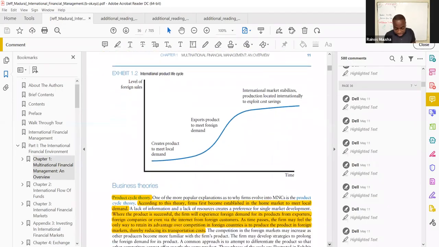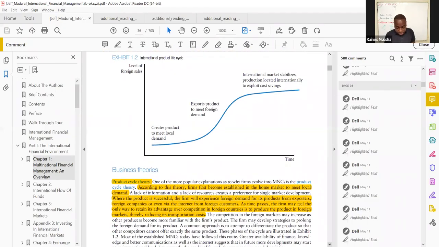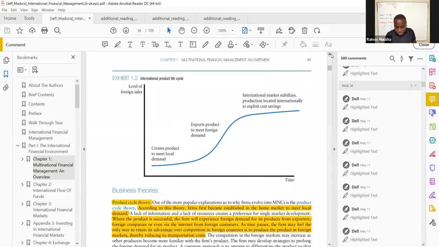Now, the next set of theories that I'm going to be looking at is business theories. And when you look at business theories, the first theory is the product cycle theory. If you read through the paragraph there, they say one of the more popular explanations as to why firms evolve into multinational corporations is the product cycle theory. According to this theory, firms first become established in the home market to meet local demand. A lack of information and a lack of resources creates a preference for single market development.